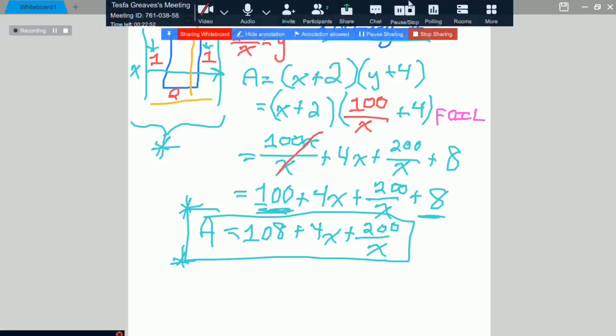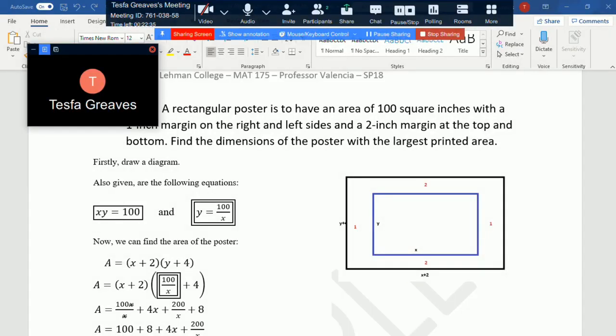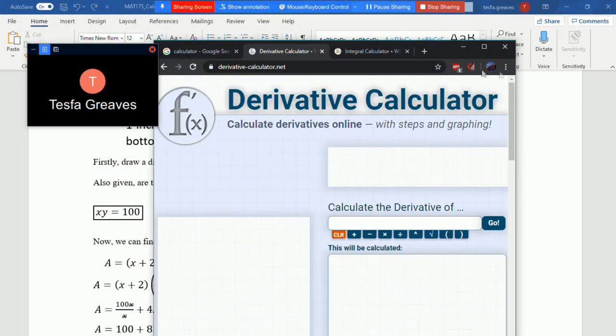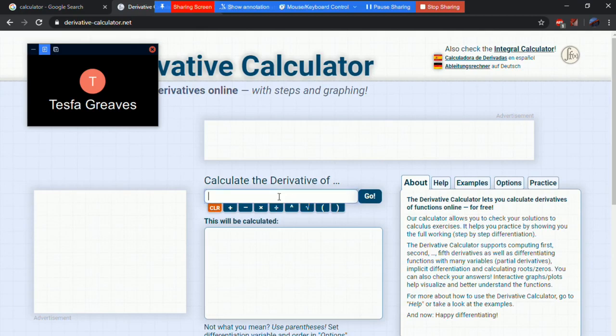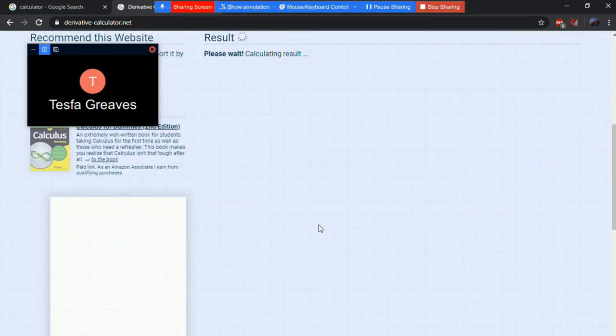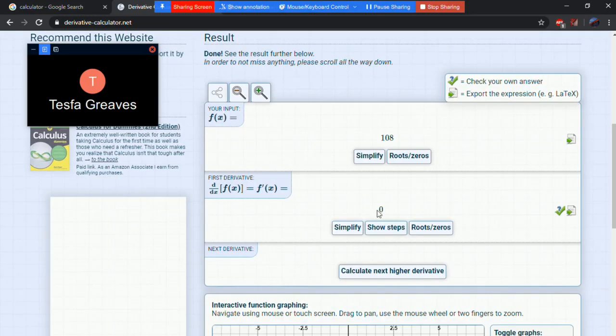So I'm going to switch back to my desktop because I want to show you guys what the derivative of each one of these are. So we're here on my desktop, and I want to bring over my integral calculator. So to find the derivative of that area formula, we're going to take the derivative of 108, and you guys could guess it. That is 0 right here.